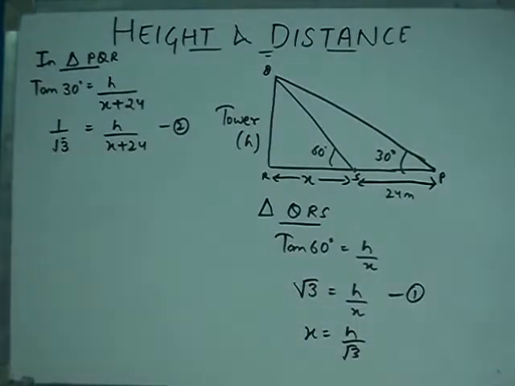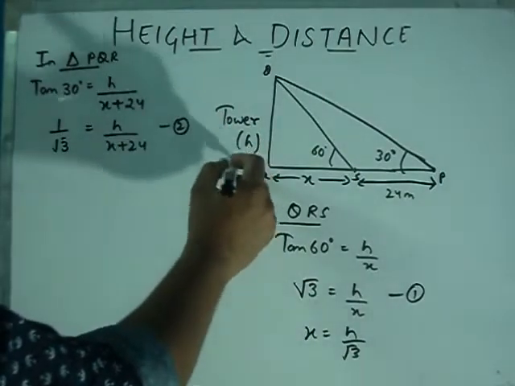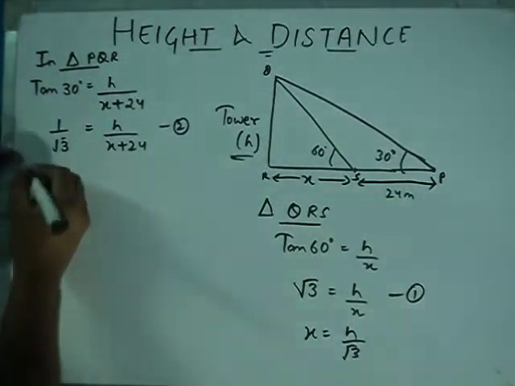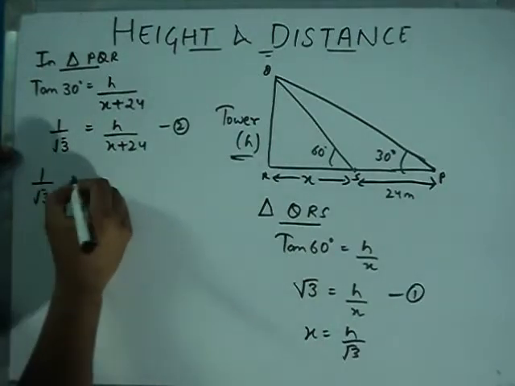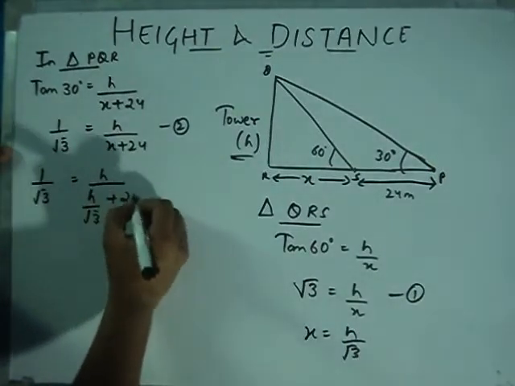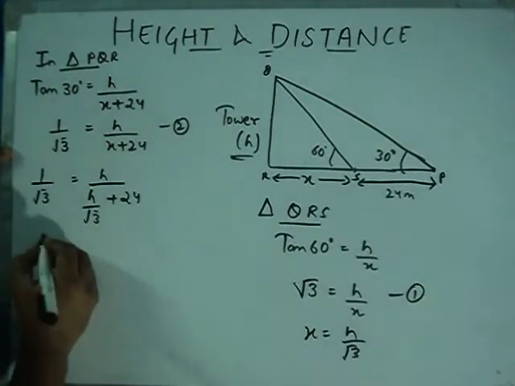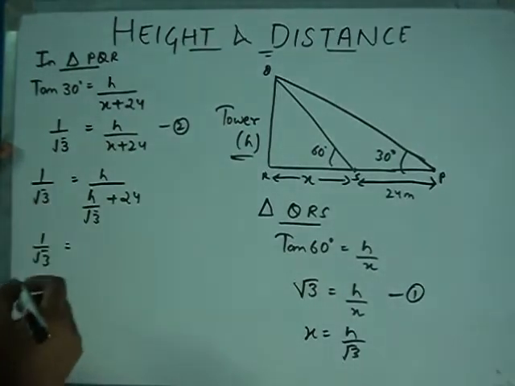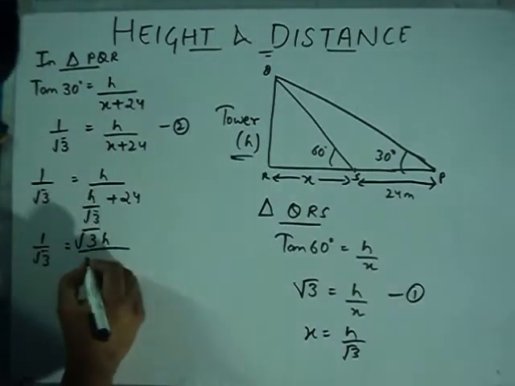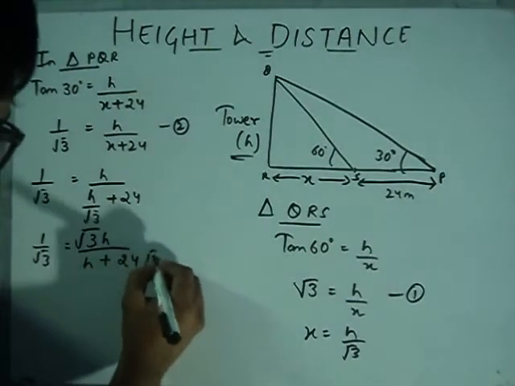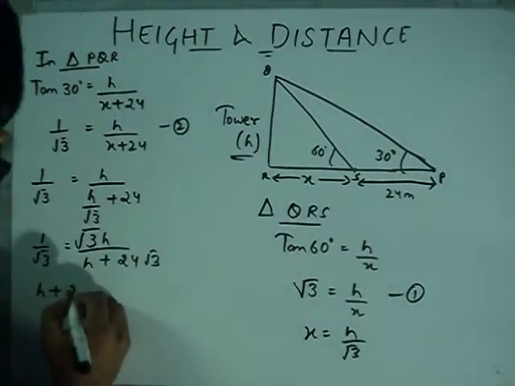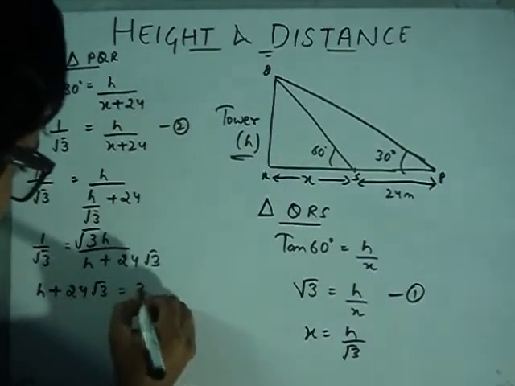But our main focus is the tower length, so we are going to eliminate x from this equation. Substituting this value, we get 1 by root 3 equals h by root 3 plus 24. So we get root 3 h plus 24 root 3, so h plus 24 root 3 is equal to 3h.